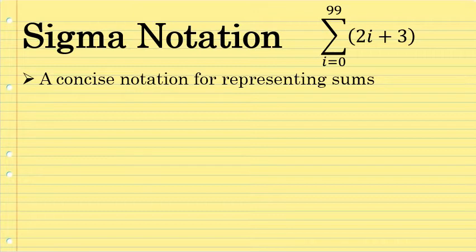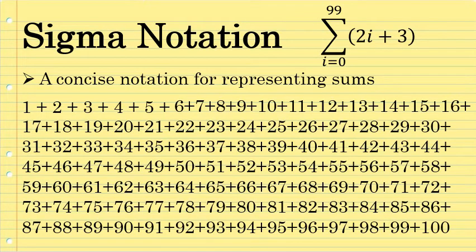Often, in mathematics, a problem can involve sums with many terms that are part of a pattern. For example, adding all the numbers from 1 to 100, 1 plus 2 plus 3 plus 4 plus 5, and so on, all the way to 100 would be quite tedious to write out in its entirety. Sigma notation provides a way to simplify this process.